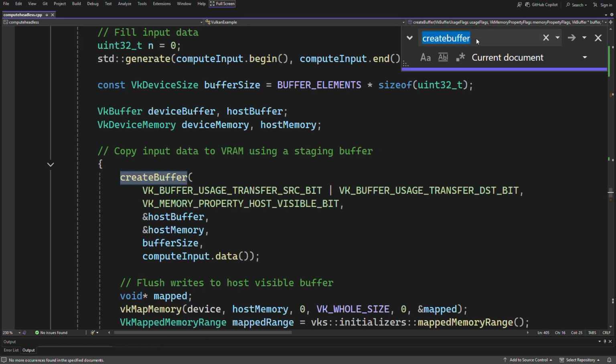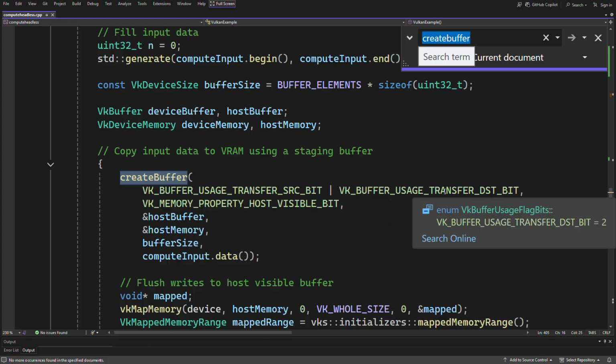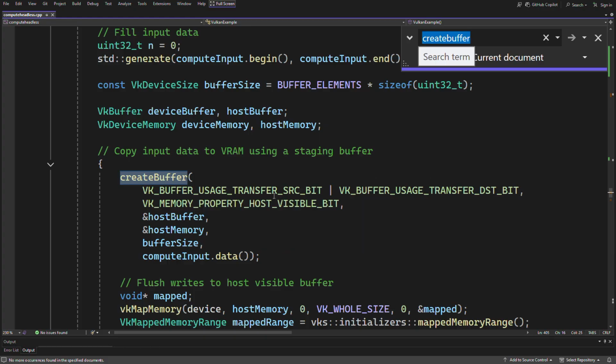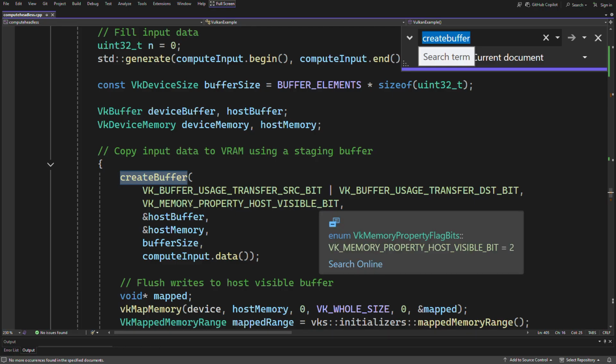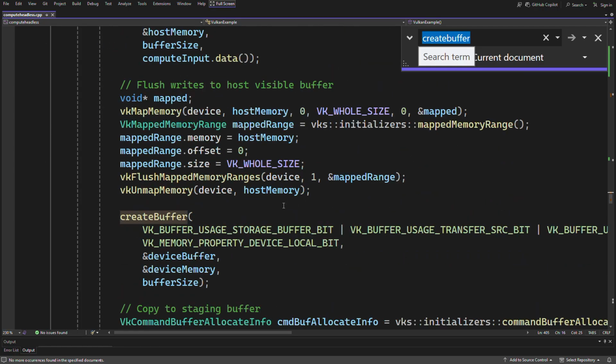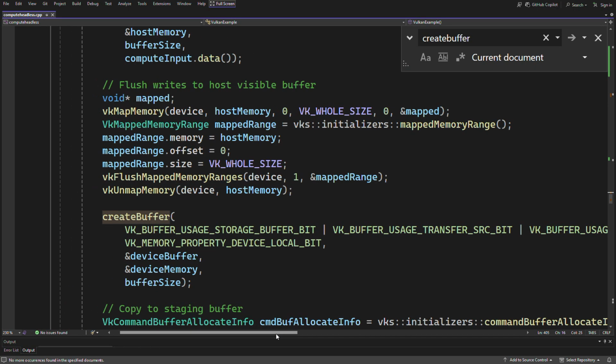So these are the usage stuff: transfer source and transfer destination. But then host visible is a hard-line property flag that we need for this one. So again, we have transfer source and transfer destination bits for this one, but we also have the usage storage buffer bit, which I'm not going to get into right now, but you could look that up. So storage is also a usage restriction, and then the main thing is it has to be the device local bit.